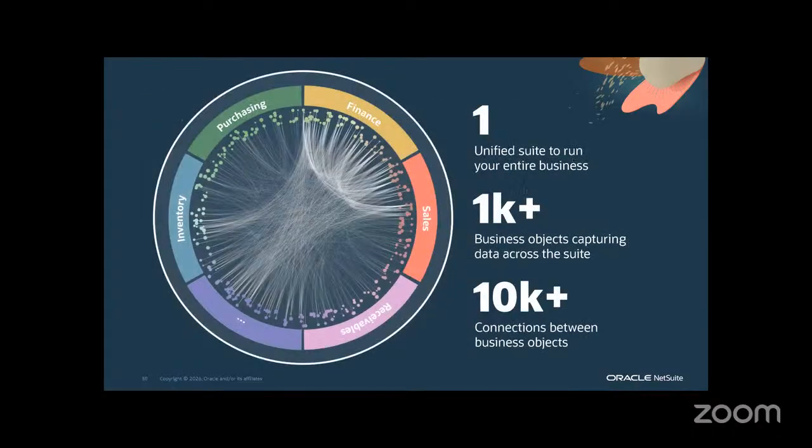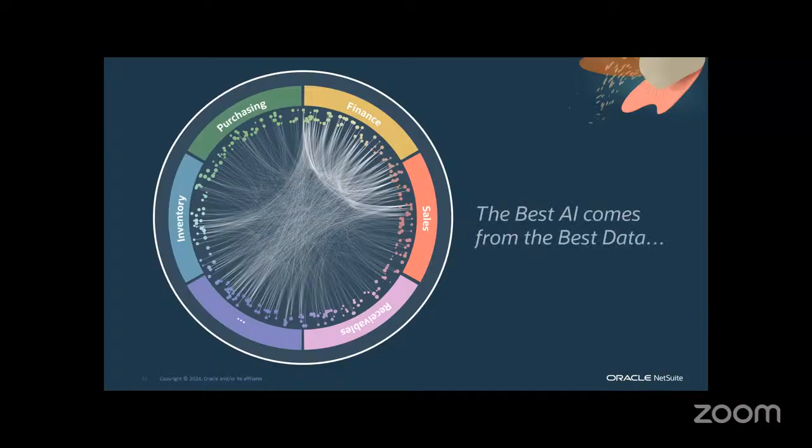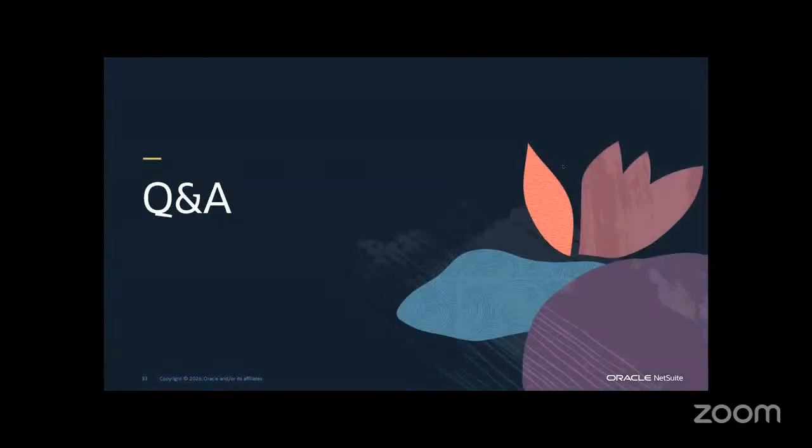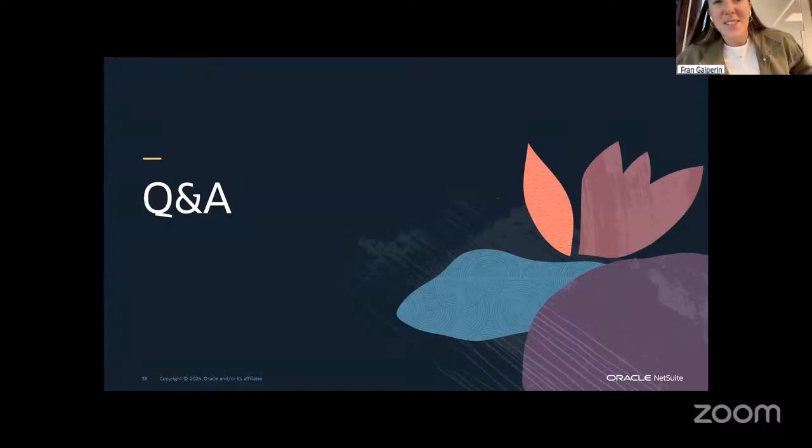And so I know we've covered a lot today, but at the end of the day, all of the context-rich data that is already existing within your ERP is going to really help you accelerate your AI adoption, as well as the value that you're getting out of leveraging AI, because we all know that the best AI comes from the best data, and the best data is within NetSuite. So with that, Fran, are there any other questions that we can help address?